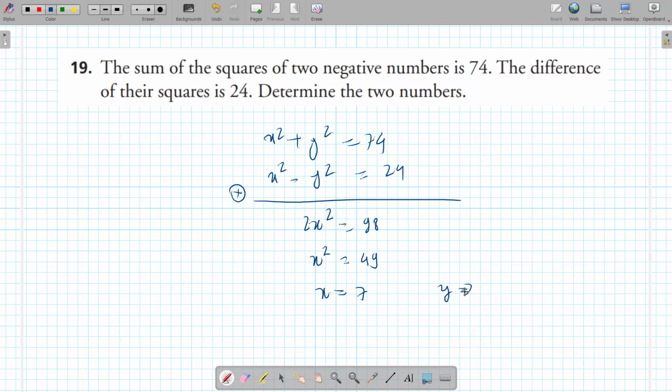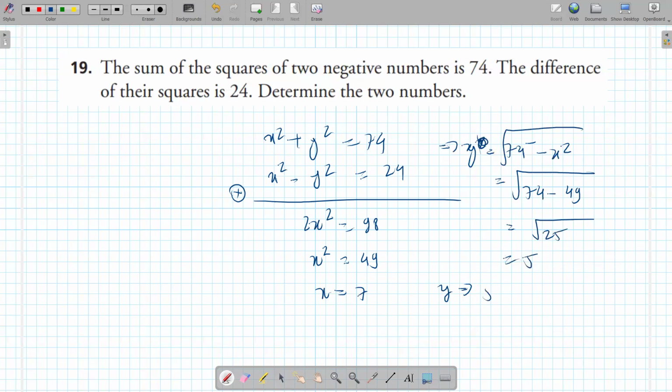So now let's solve for y. y squared is 74 minus x squared. So it's going to be the square root of 74 minus 49. Square root of 25 is y. So y is 5. Is this your answer to this question? No, it's not, because we're looking for negative numbers. x is -7, y is -5.